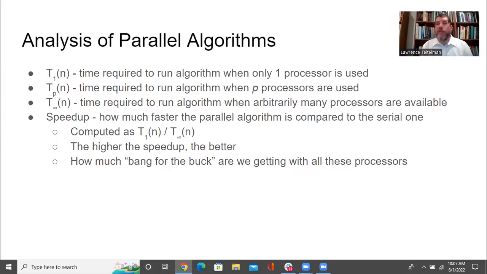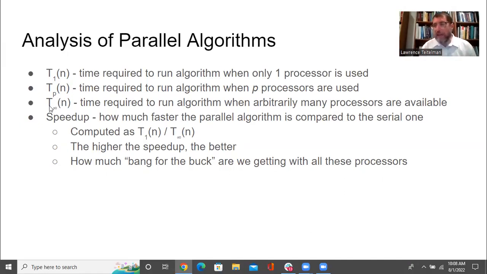Now things get a little bit more complicated, because we don't just talk about T of n anymore, we talk about T sub 1 of n. This means the time complexity when there is only one processor, because now we're in the parallel world, where we could have more than one processor. So we can also talk about T sub p of n, which is the time complexity when I have p processors. And then we can go one step further and ask, what happens if I have infinity processors?